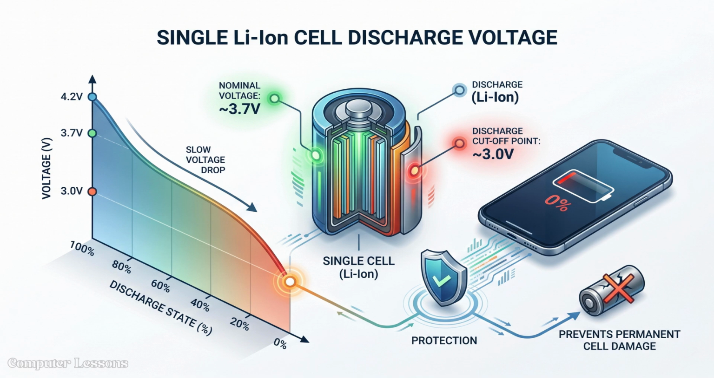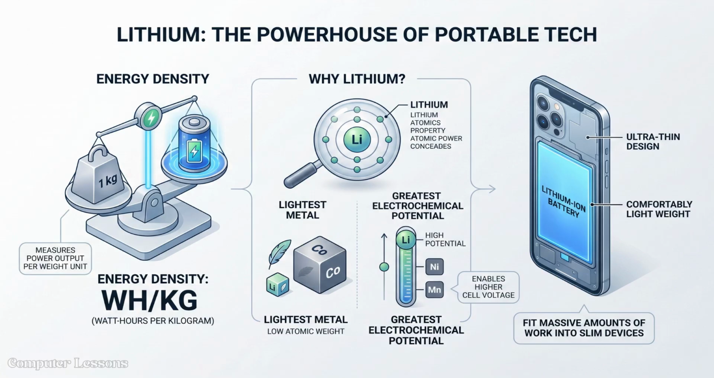Your phone displays 0% at this point to prevent the cell from becoming permanently damaged. Energy density is the primary metric we care about in portable tech, measuring how much power fits in a kilogram. Lithium is used because it is the lightest metal and has the greatest electrochemical potential. This allows us to fit massive amounts of work into a thin smartphone that stays comfortably light.